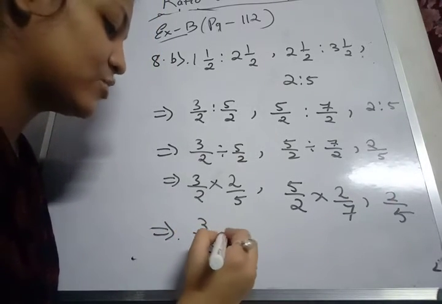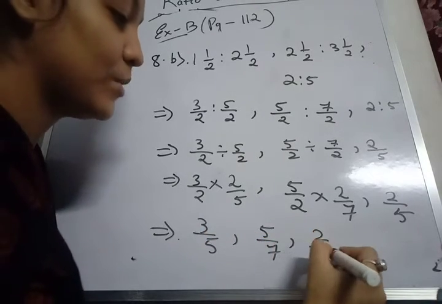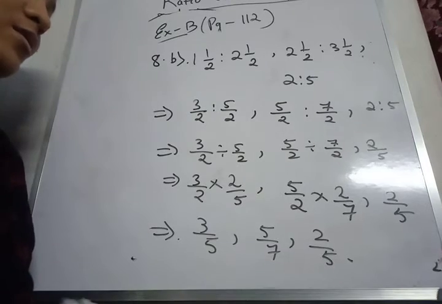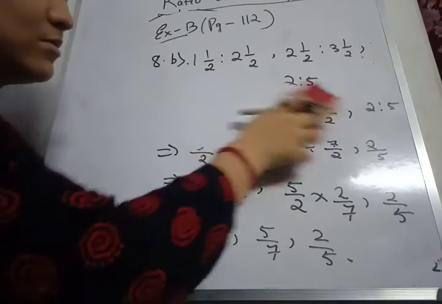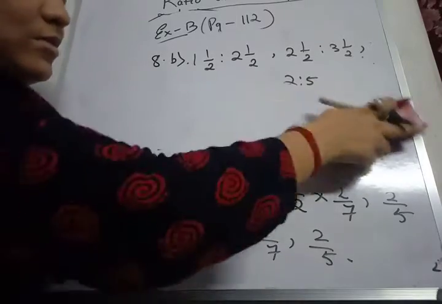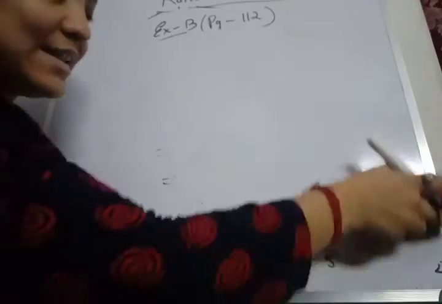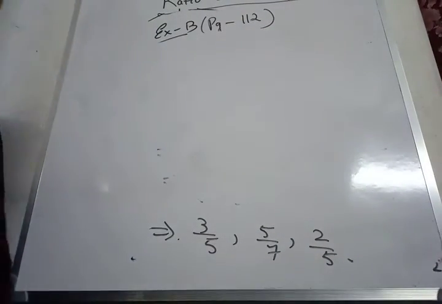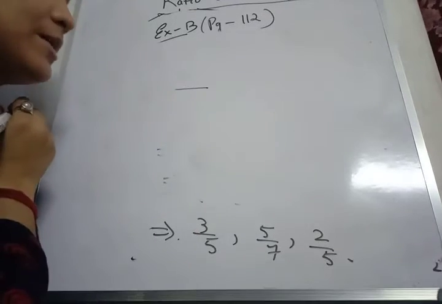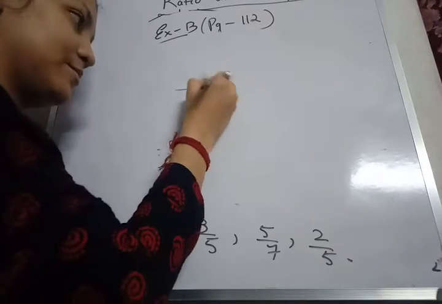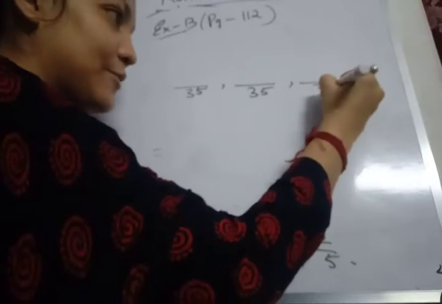So what do I get? I get 3 by 5, 5 by 7, and 2 by 5. Right? Now, in order to determine their values, whether this is larger or this is lesser, what do we do? We have to take the LCM of the denominators, that is 5, 7 and 5. LCM for all these three numbers will be 35.